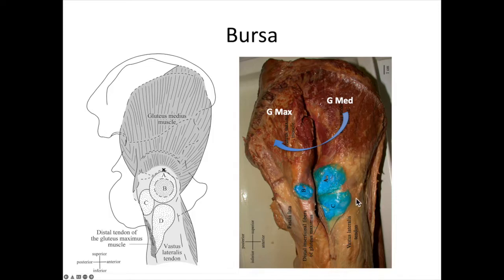Now, having said that, there is also a bursa over the gluteus minimus, and this bursa over the gluteus minimus can be involved in the disease when the gluteus minimus has a tendinopathy or a small tear.